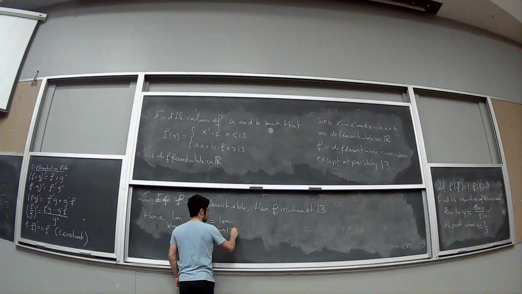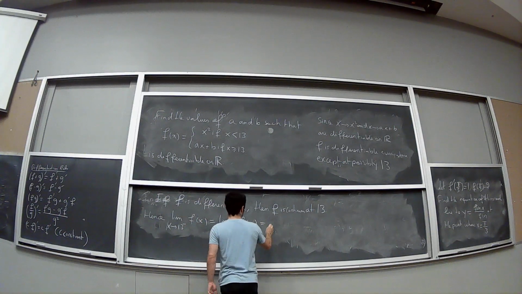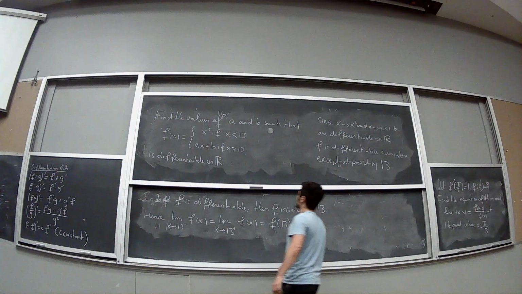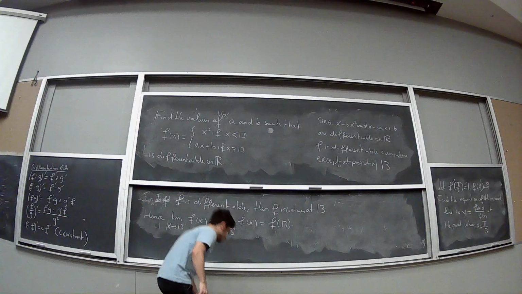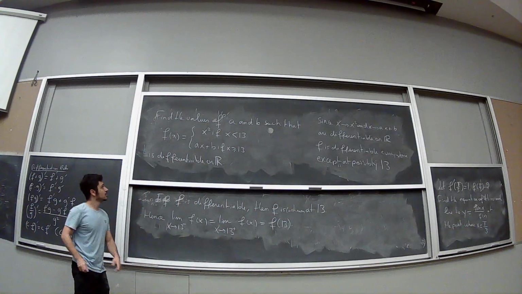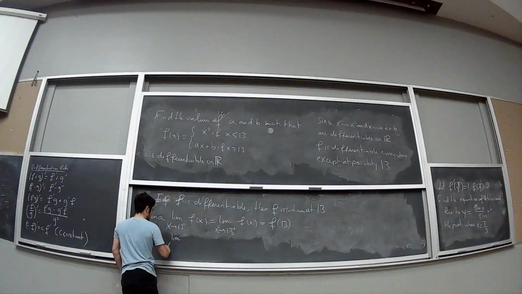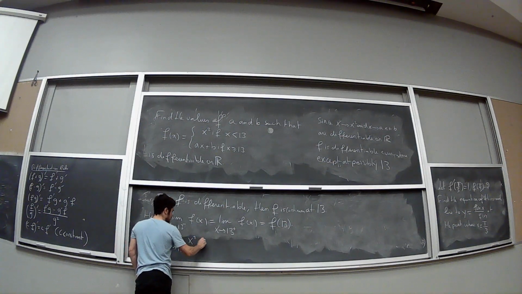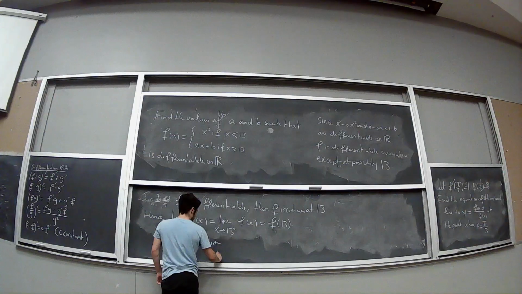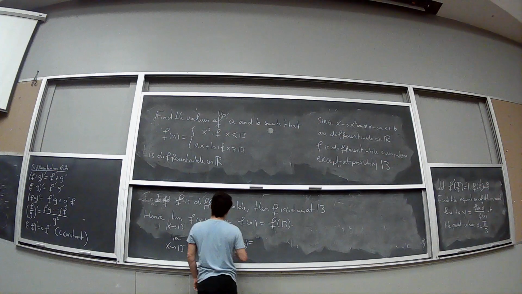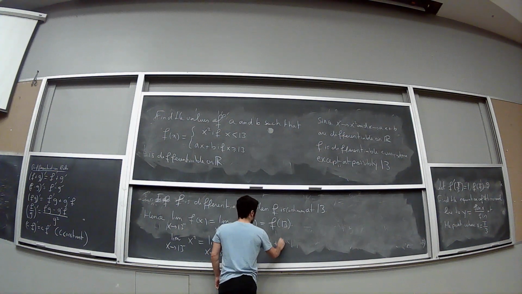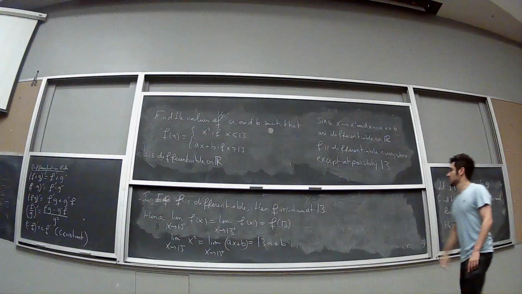Well, let's do it this way. Great. Now, as x approaches 13 minus, what is the limit of f of x? If x is less than 13, what is f of x? X squared. So the limit as x approaches 13 minus of x squared is equal to f of 13. What is f of 13? Just 13a plus b. Great. What do I get from this equality?